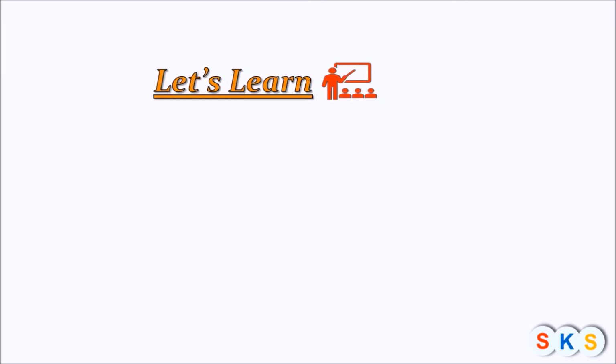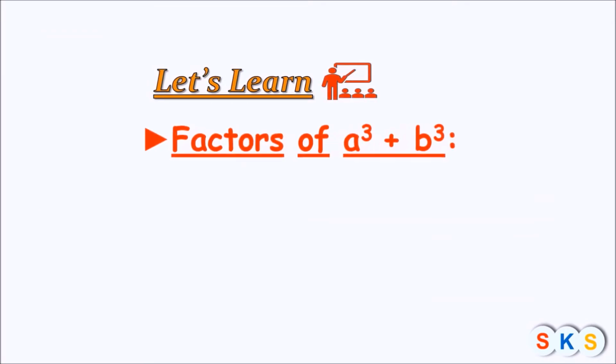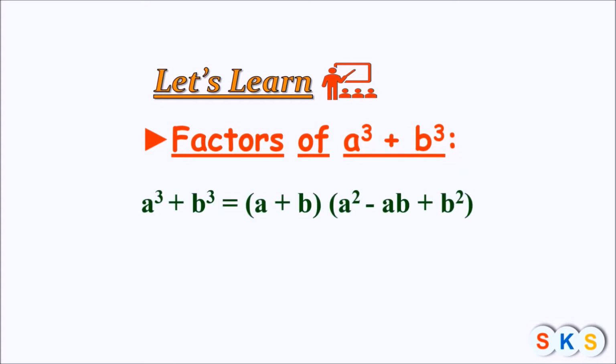Let's learn factors of a cube plus b cube. Here we have a formula for finding the factors of a cube plus b cube. And the formula is a cube plus b cube equals a plus b into a square minus ab plus b square. And we are going to use this formula to solve practice set 6.2.